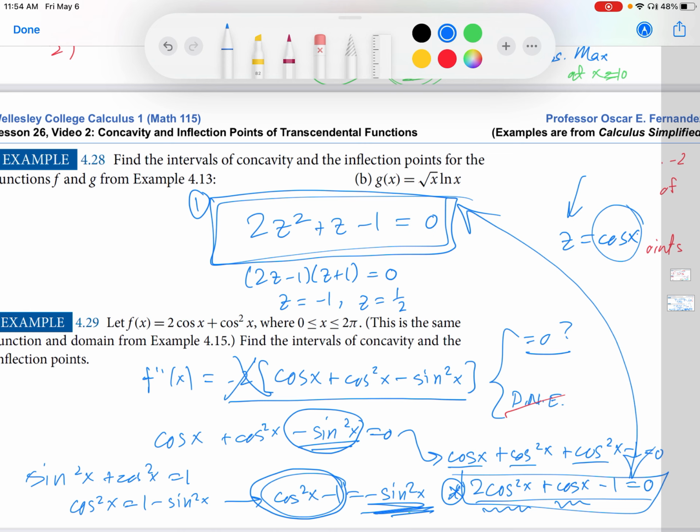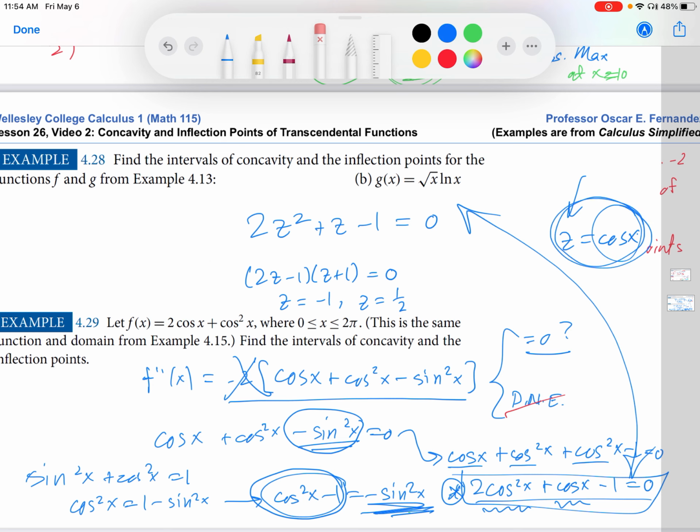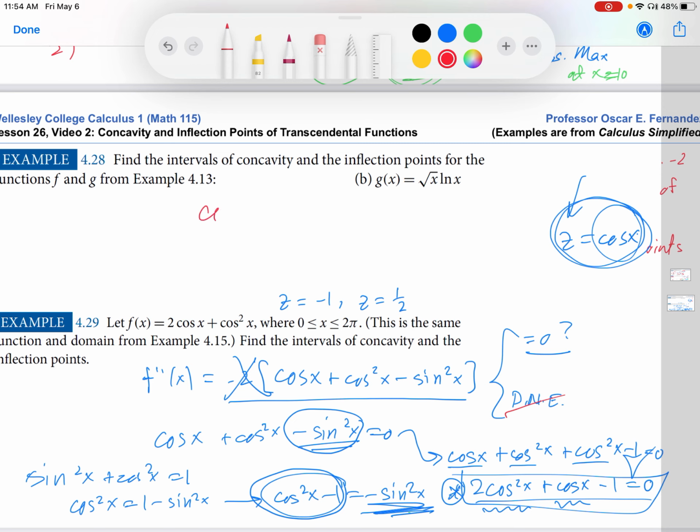All right, so I can then go back to my translator over here and say, great, let's start with the first one. When z equals -1, I'm looking for the x values such that cosine of x equals -1. Again, if z is -1, z is cosine x, and cosine x is -1. Okay, so that's one set of values I'm looking for. And then when z equals 1/2, I'm looking for cosine x to be equal to 1/2.